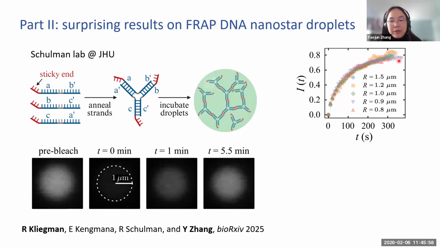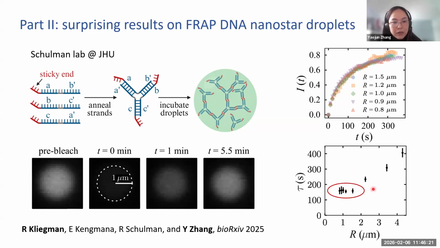So if you still remember, we have been talking about the recovery time being proportional to R squared if it is diffusion limited, and linearly proportional to R if it is interface limited. But here we have the recovery time independent of droplet size, which is surprising. Now let me show you also that for large droplets, the recovery time does increase with R, but there is a flat region, and we thought that maybe this flat region can give us some insights about the dynamics of these DNA nanostars, right?